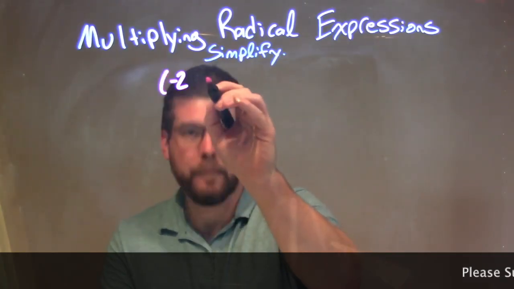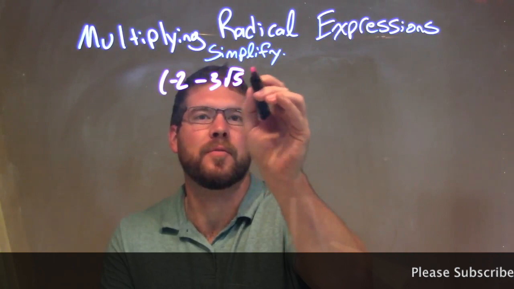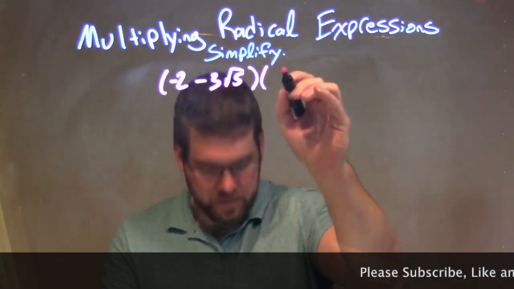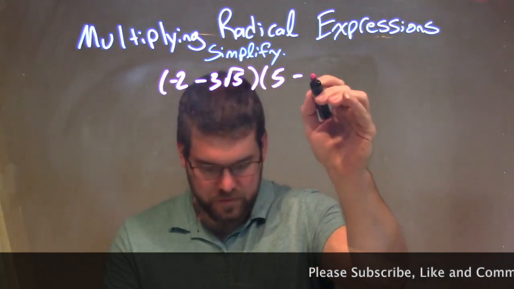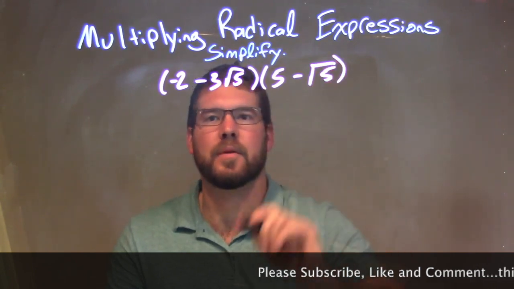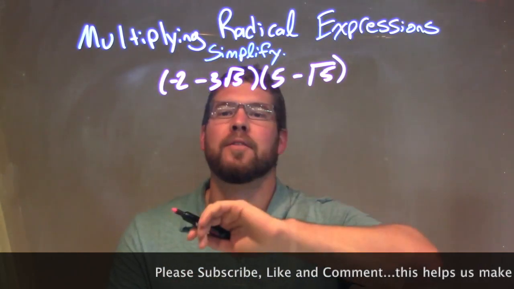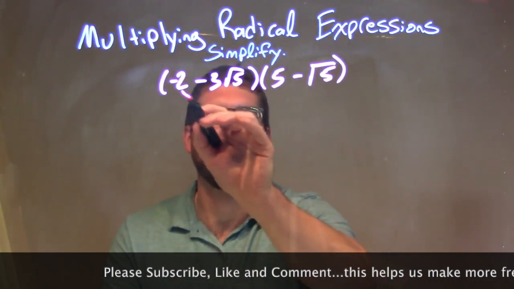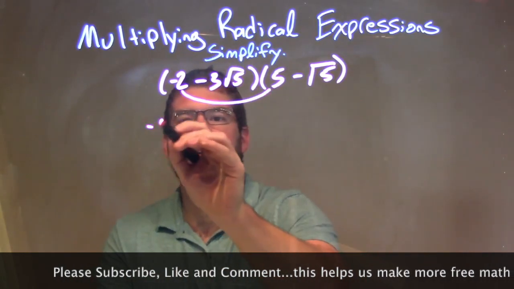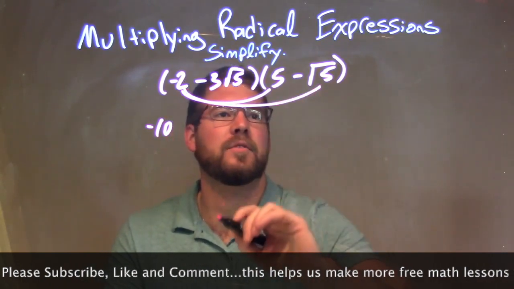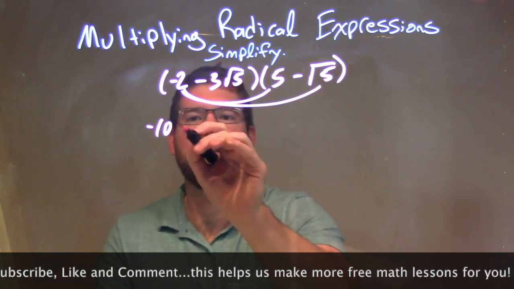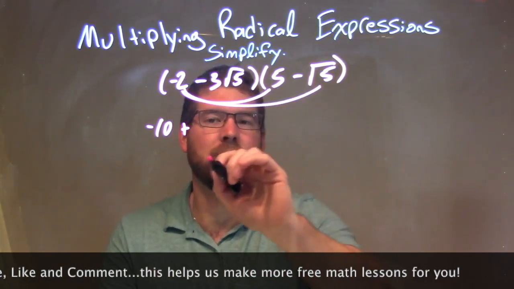Negative 2 minus 3 square root of 5 times 5 minus square root of 5. Okay? Well, all parts of my first parenthesis need to be multiplied by all parts of my second parenthesis. So let's do that. Minus 2 times 5 is a minus 10. Minus 2 times minus square root of 5 is a positive, right? Negative and negative is positive.